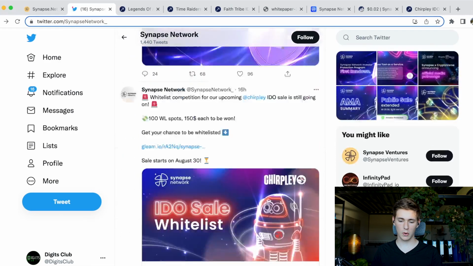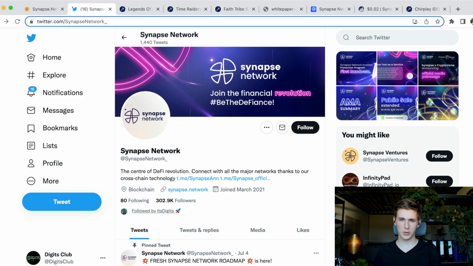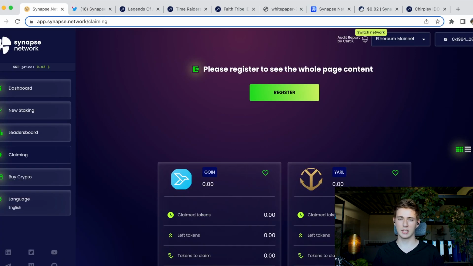So overall, I'm quite bullish on this project. Like I said, it's highly dependent on the market, but because I'm bullish on the market, I'm bullish on Synapse as well. The Twitter is looking amazing and the community is very positive. So there is a lot of potential, and it's definitely worth keeping an eye on Synapse Network to see how this project develops further as the market progresses.